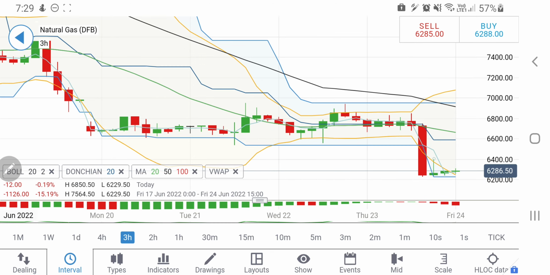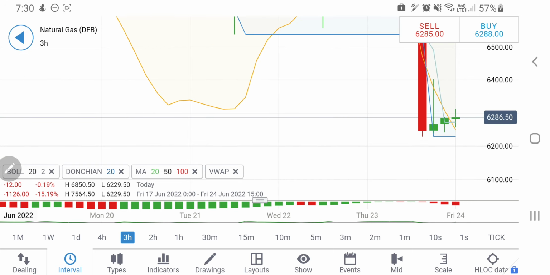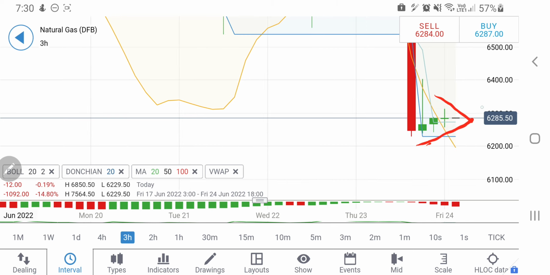On the 3-hour charts, see, first of all, the next candle will start now, but on the 3-hour charts, lower highs, higher lows. So it is getting a support on the downside and resistance on the upside.